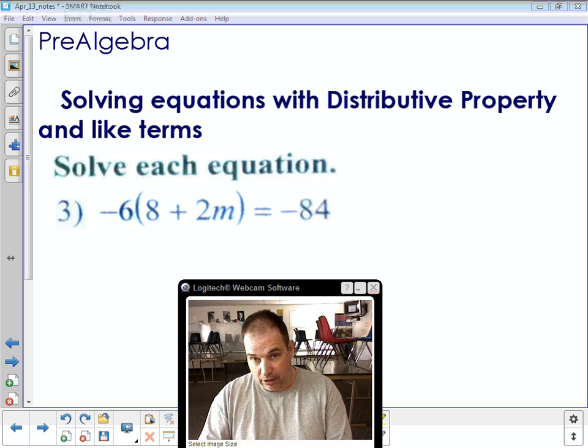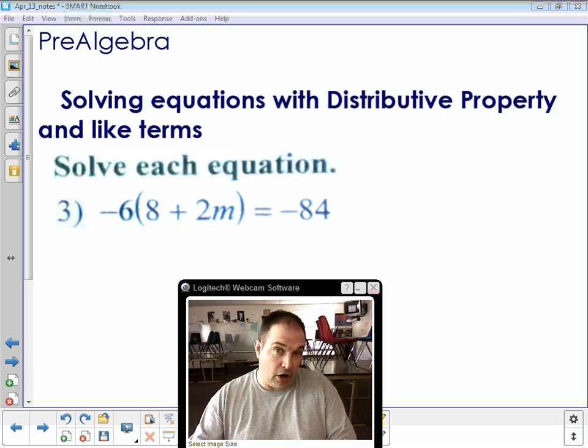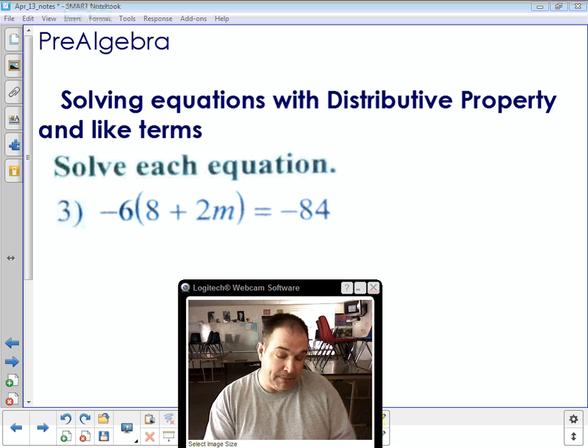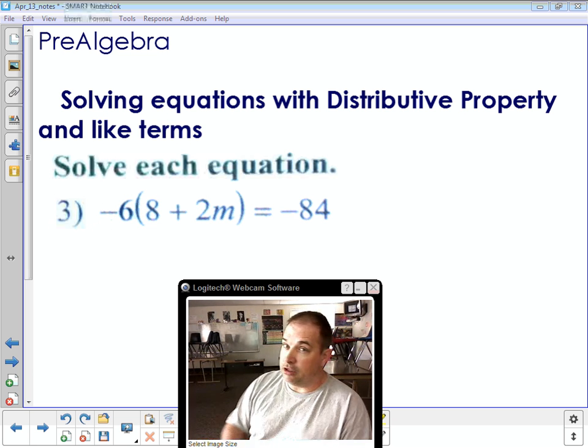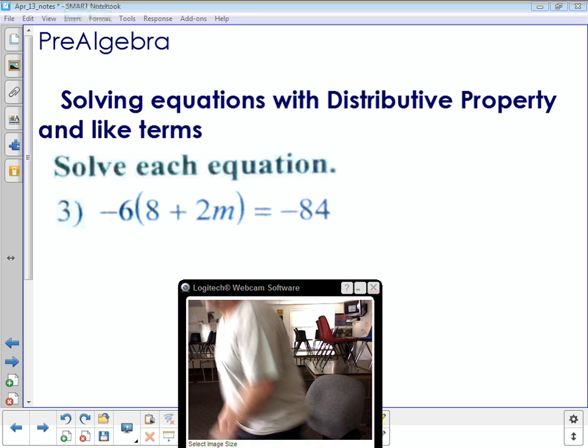We got to carry that all the way through and multiply it to both numbers. And then we have to look to simplify it. Are there any like terms? If they are, then we got to combine those like terms before we do any of the solving of the equations. So let's get to this first problem. I'm doing number 3 first, so join me on doing number 3.